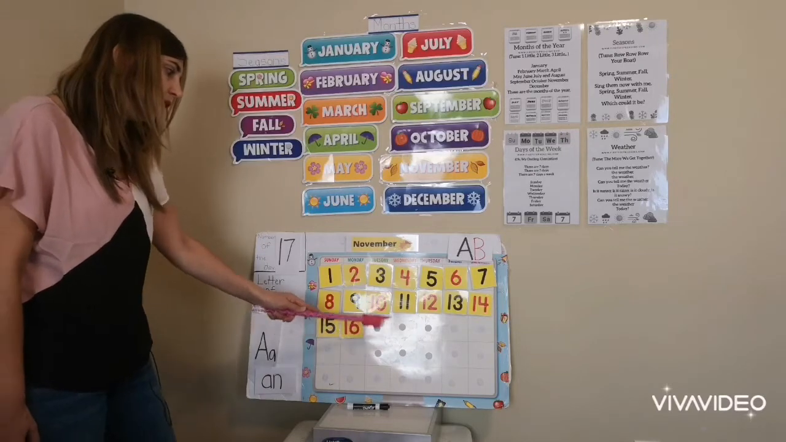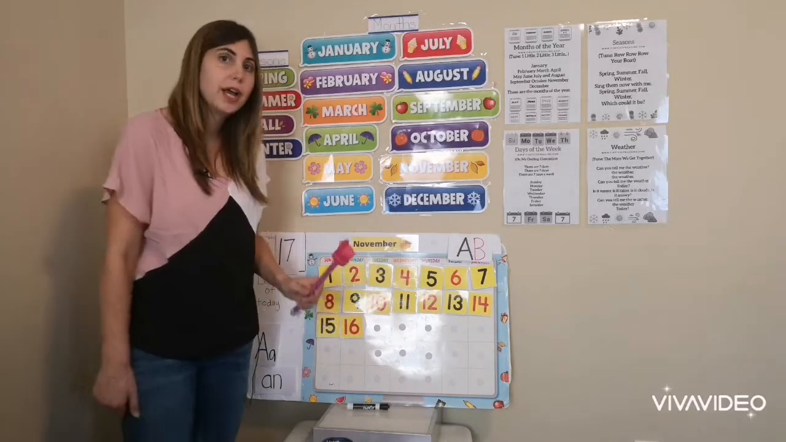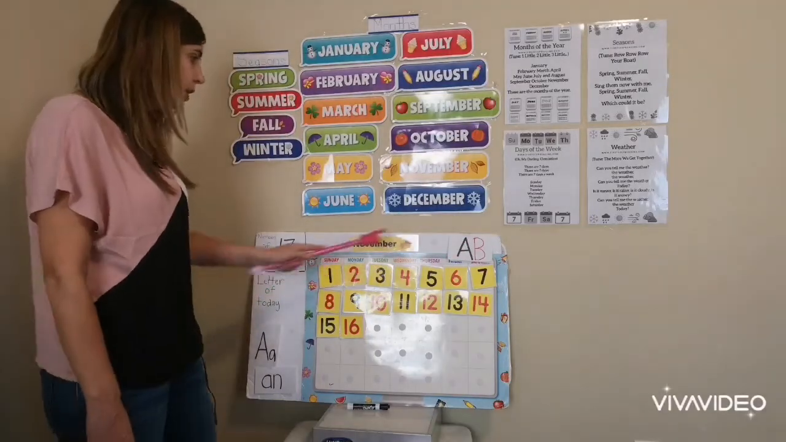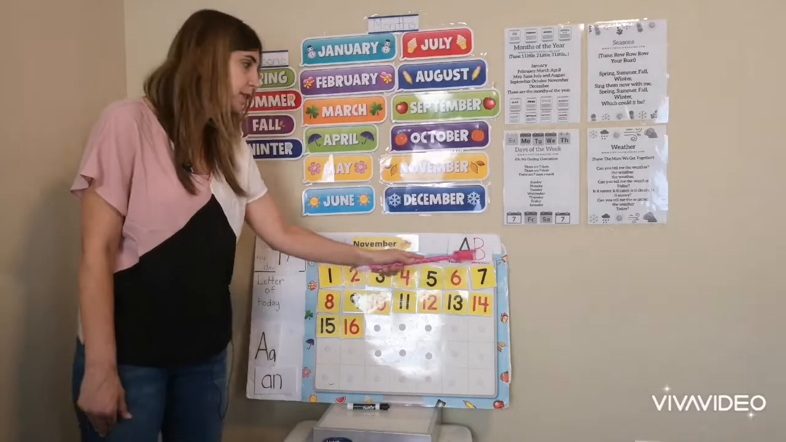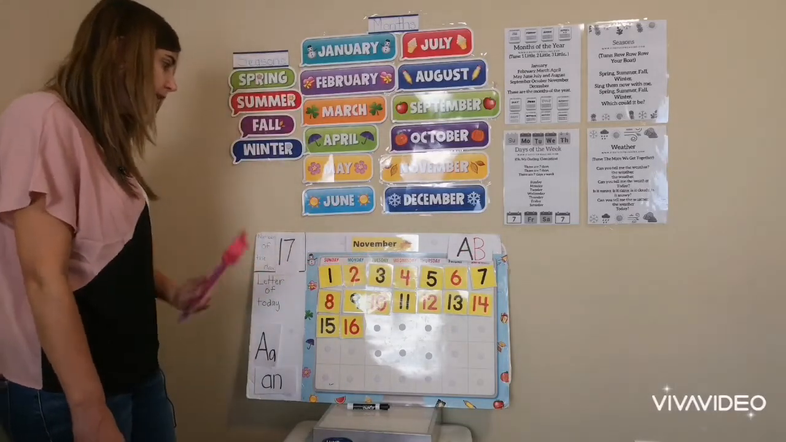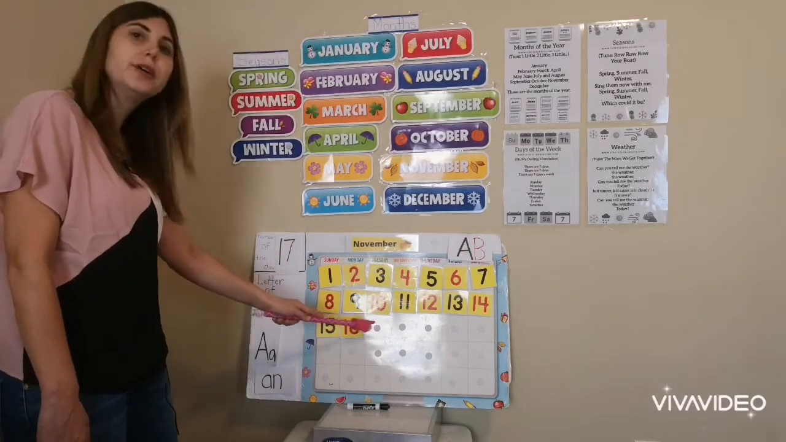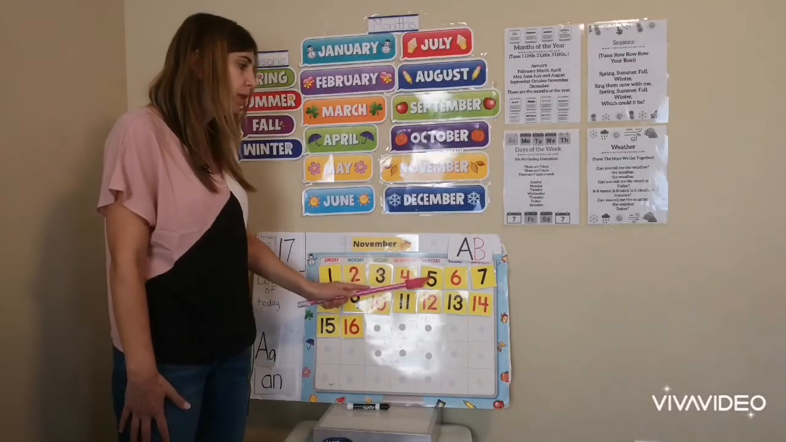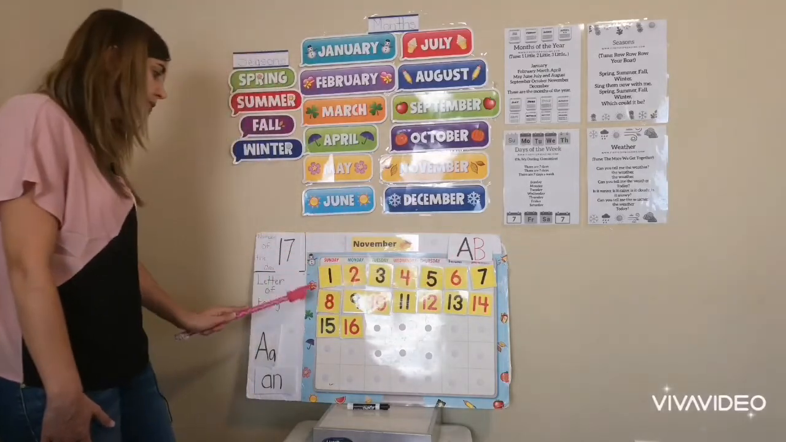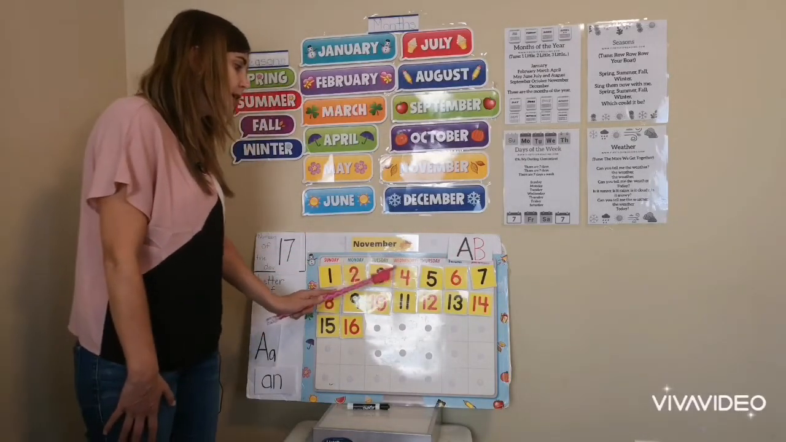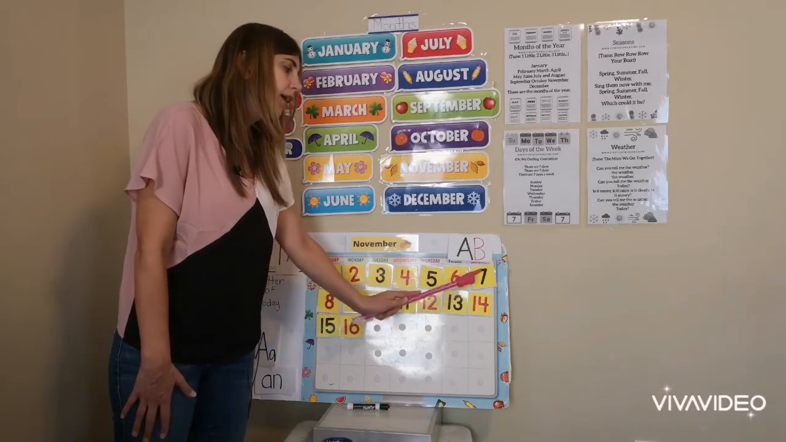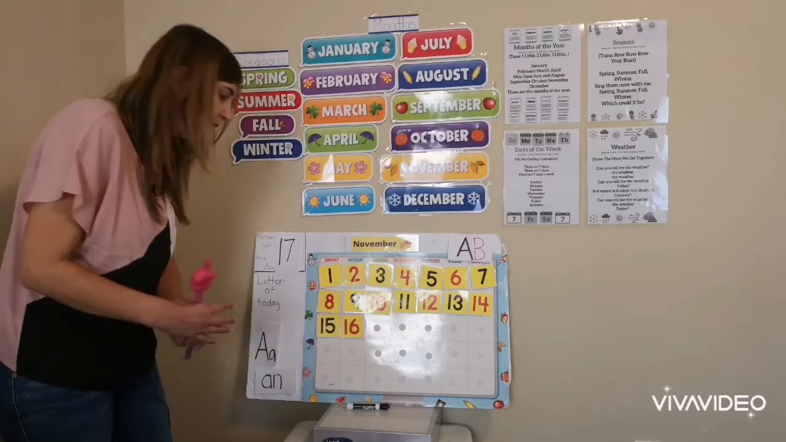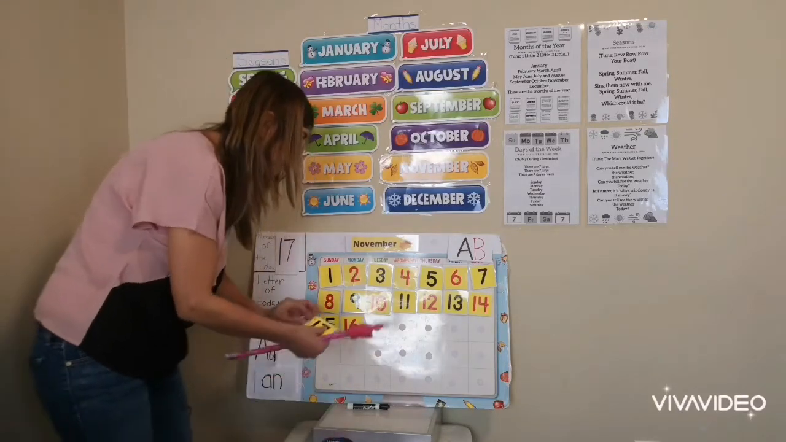But we don't know what color our 17 should be on our calendar because we have an A-B pattern on this calendar, which means it changes between 2 different things, which is black and red. So let's figure out what color our 17 should be. Black, red, black, red, black, red, black, red, black. We need a black 17.